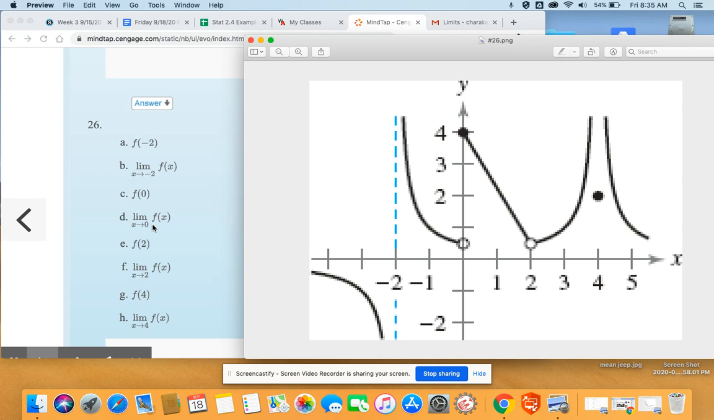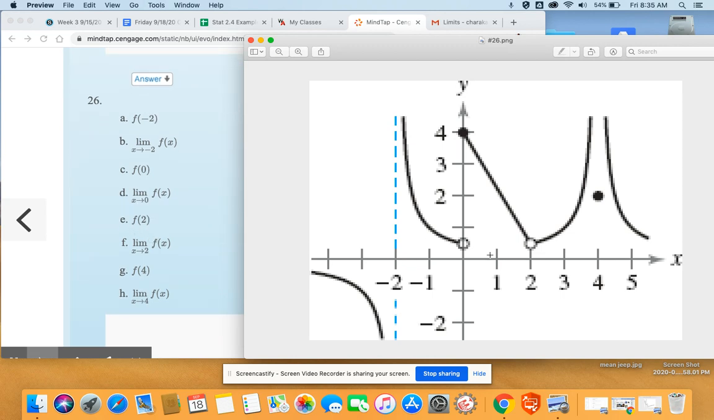Limit as x approaches 0. Well, if we approach from this side, we're coming down towards 1/2. We approach from this side, we're approaching positive 4. Different numbers, we're approaching different locations. Think about it this way. If you took your fingers and traced from left and right, your fingers would never come to the same location. Your fingers would never hit each other. So the answer to letter D, does not exist.